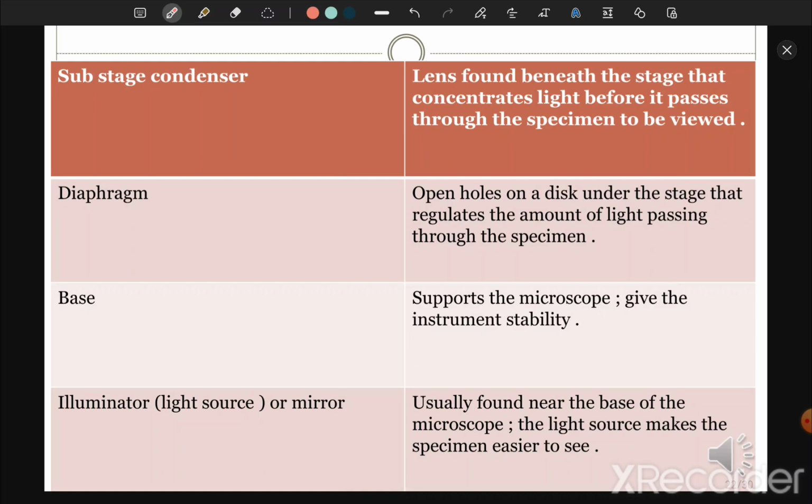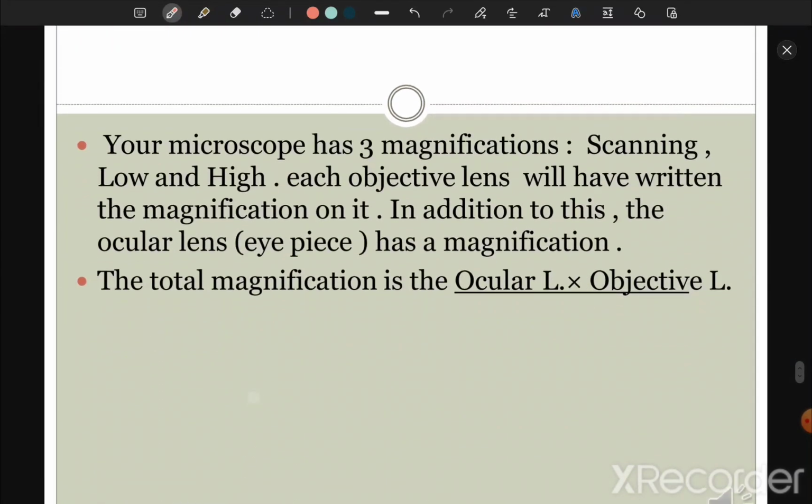These are the general parts of the microscope, and you can later return to your lecture and see the different parts.